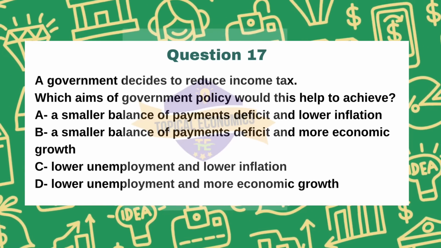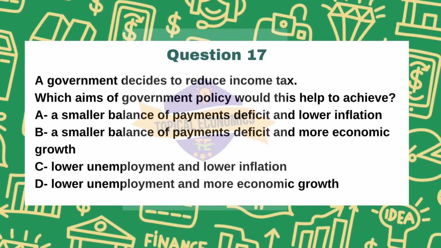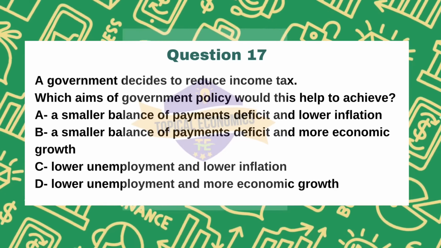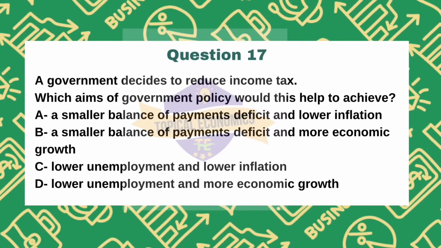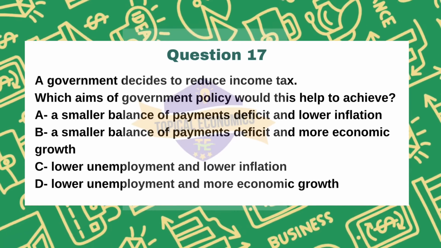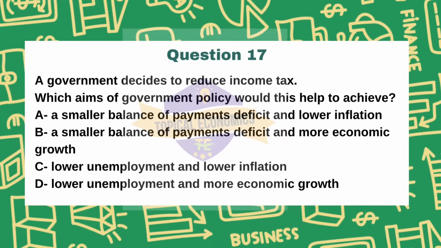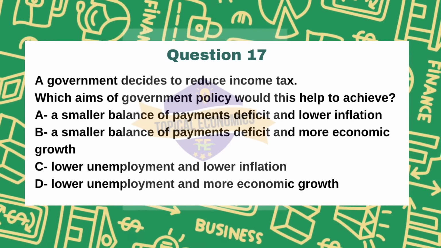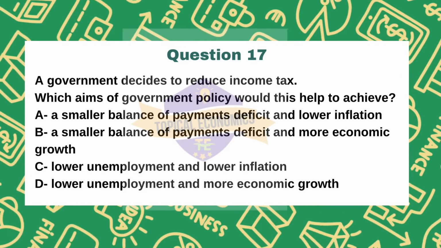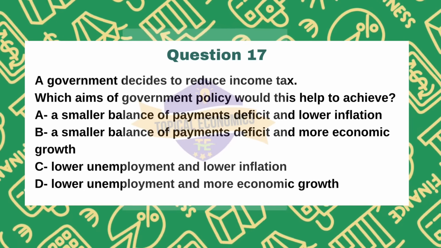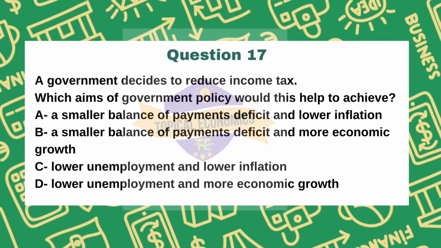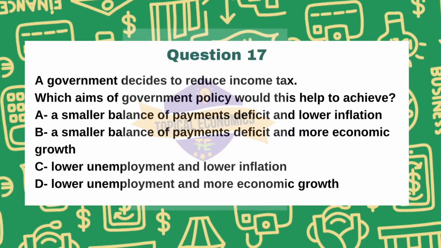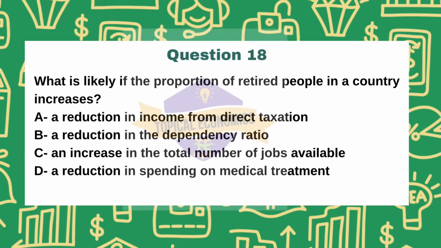Option B, a smaller balance of payments deficit and more economic growth. While economic growth may occur, the balance of payments deficit might not improve for the reasons mentioned above. Lastly, option C, lower unemployment and lower inflation. While reducing unemployment is likely, inflation could rise due to increased demand, not fall. Moving to the 18th question.